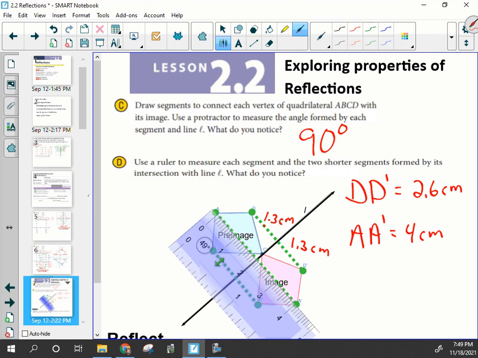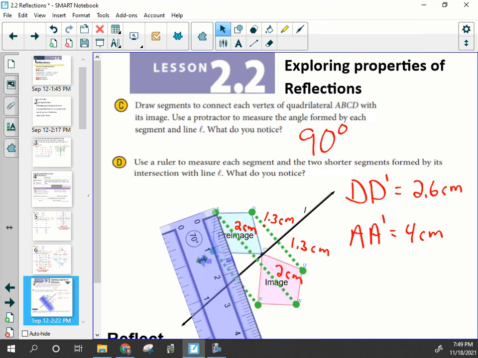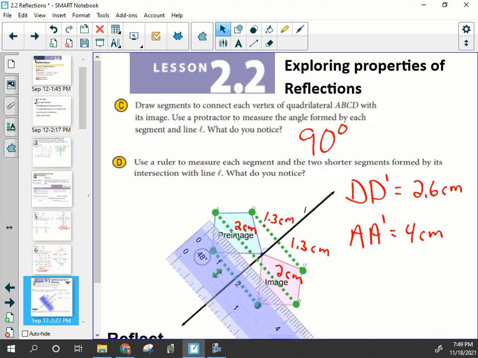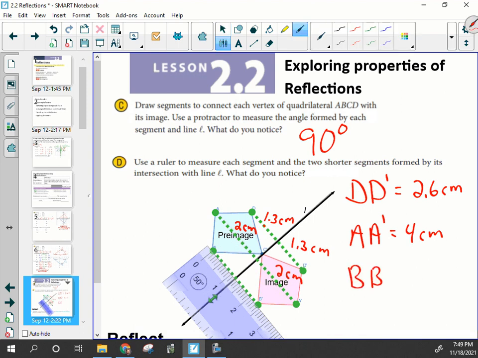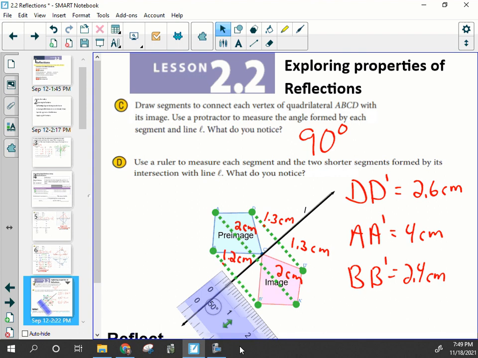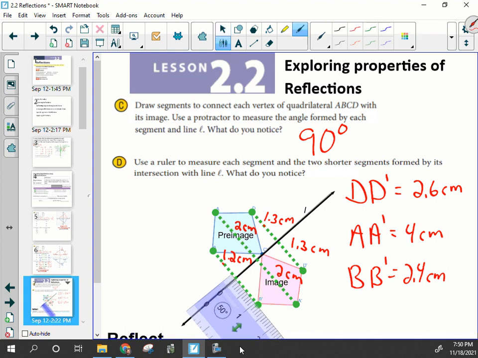okay, I get about 4 centimeters. And if I measure from A to the line of reflection, there I've got 2 centimeters. And from the black line to A prime, again, 2 centimeters. And if I measure from B to B prime, I get about 2.4 centimeters. Well, from B to the black line, I got 1.2. From the black line down, I get 1.2 as well.